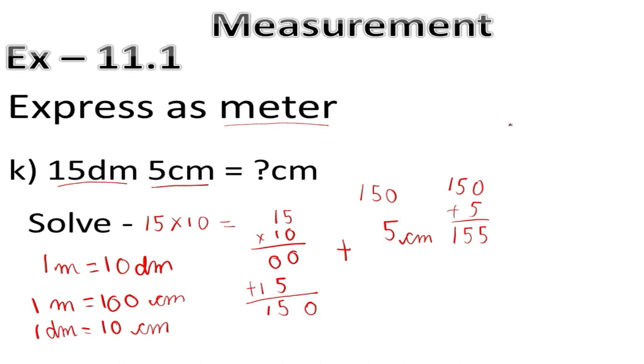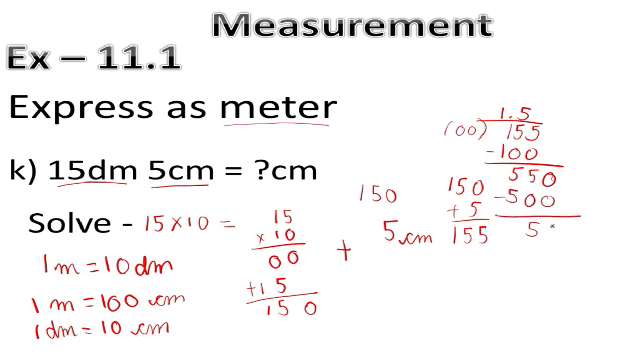So we will divide 155 by 100. 100 into 1 equals 100. We subtract, we get 55 remainder. We add a decimal and then a 0. Then 100 into 5 equals 500. We subtract, we get 50 remaining. Then we add another 0. 100 into 5 equals 500. We subtract and we get 0. So our answer is 1.55 meter.